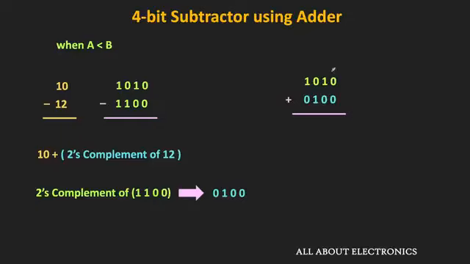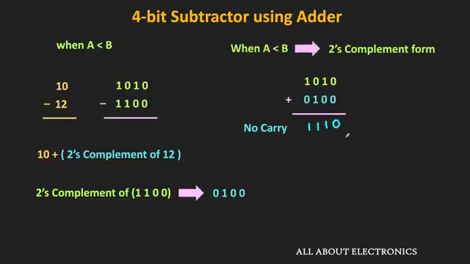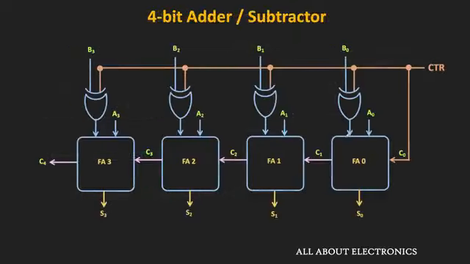So if we do the addition, then here 0 plus 0 is equal to 0, while 1 plus 0 is equal to 1. Similarly, in the next two columns, we will also get 1. But here as you can see, the outgoing carry is equal to 0, which indicates that the result is in the 2's complement form. So let us see how the circuit performs the same thing.